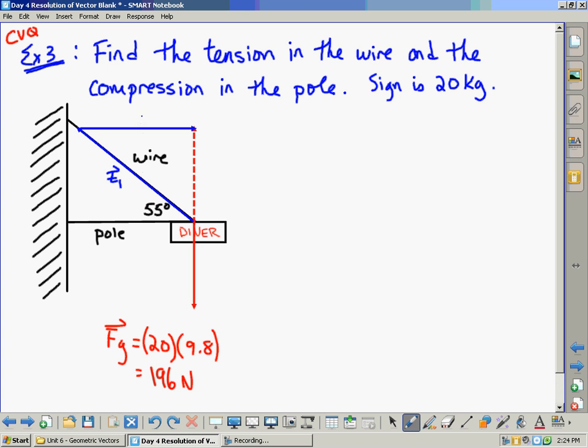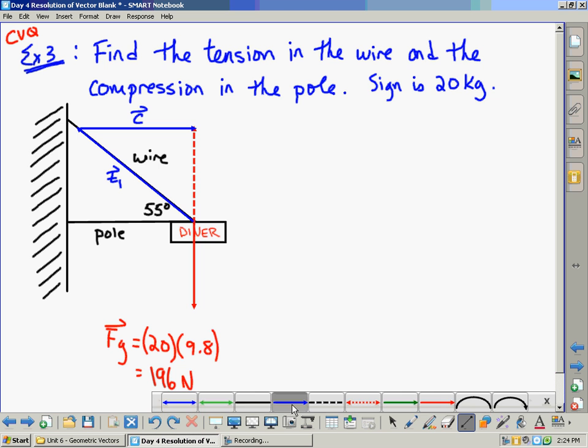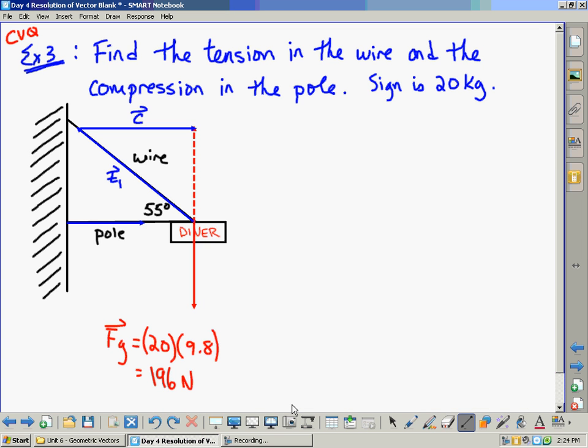So this is the compression. And I'll just make sure that it's down here as well so you can see that it's about that long. And there's your C vector.